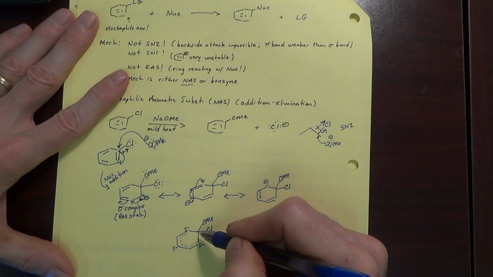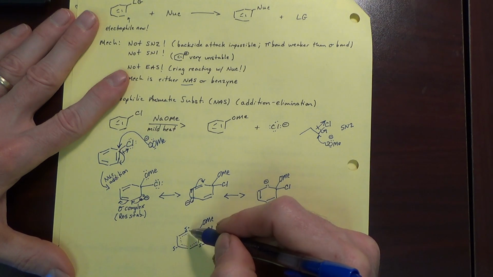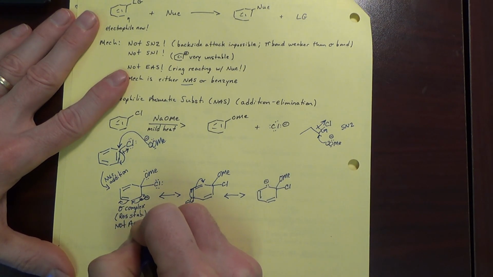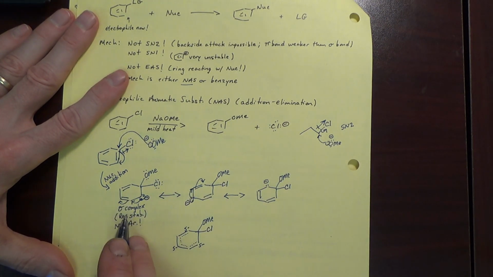Okay, we see that this carbon here is tetrahedral and it's not fully delocalized. There's no p orbital there. So the intermediate is not aromatic. It's charged, so it's a high energy intermediate, higher than the starting material.